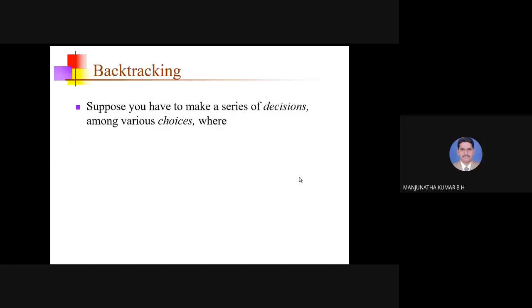In backtracking, we have to make a series of decisions while solving the problem, stepwise, as we did in the greedy technique. Among the various choices, we have to choose which one is the correct choice. Here, you don't have enough information to know what to choose.